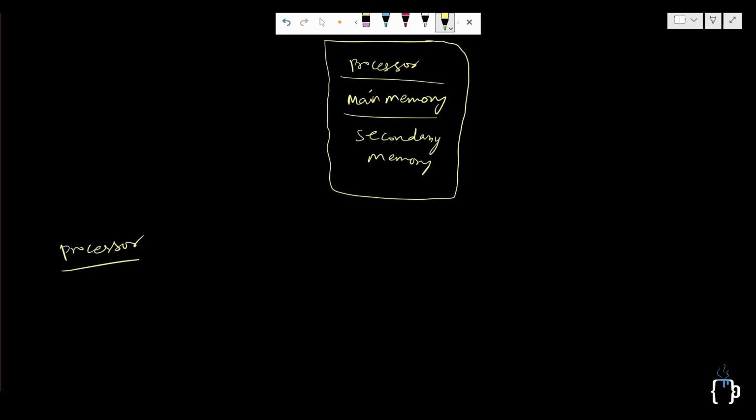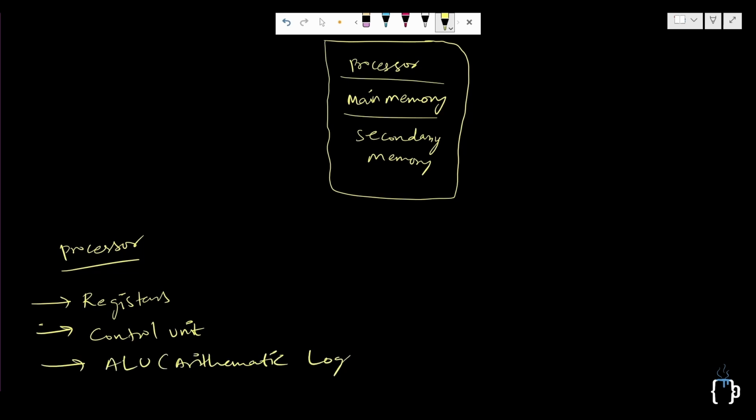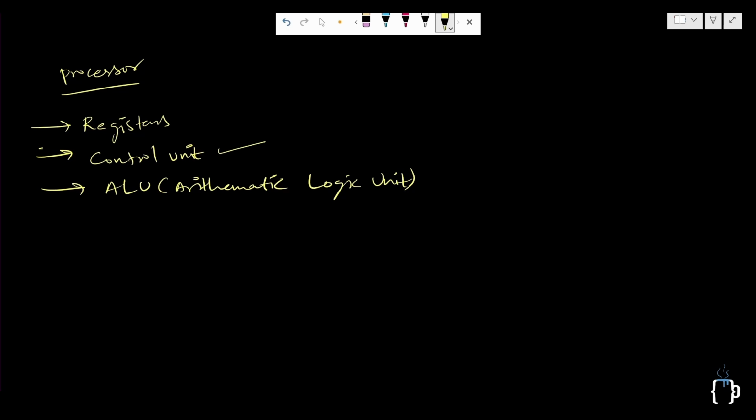Processor. The processor has registers. You will learn more about these registers later. For now, just remember, the processor has registers. It has a control unit. It also has an ALU, which is arithmetic logic unit. The control unit controls the input and output devices, and it controls the instructions. The ALU performs operations, mathematical operations or logical operations. Say this is a processor. Simply understand it.